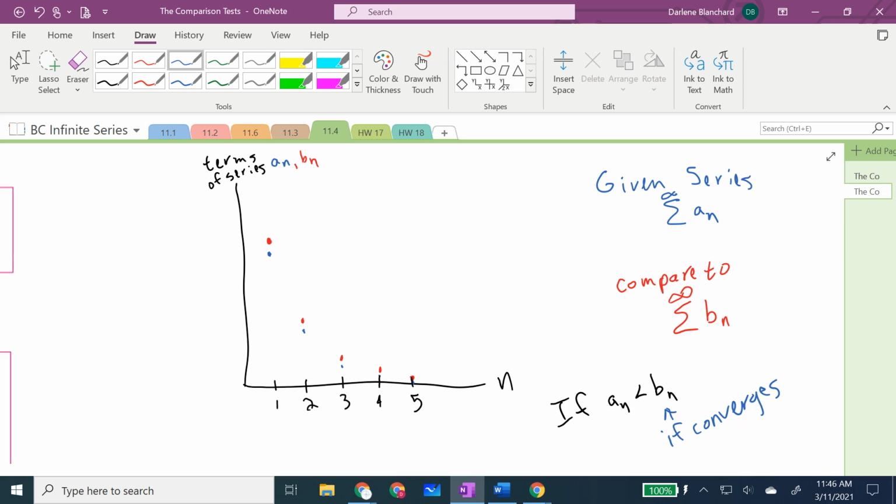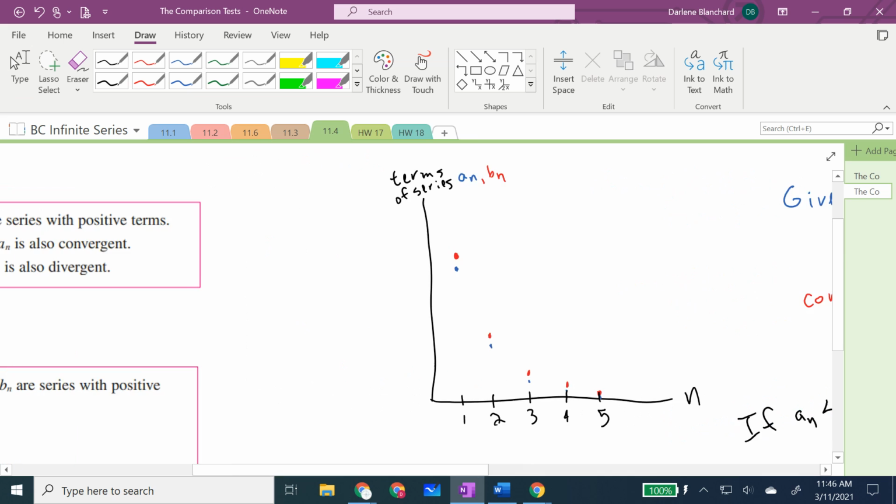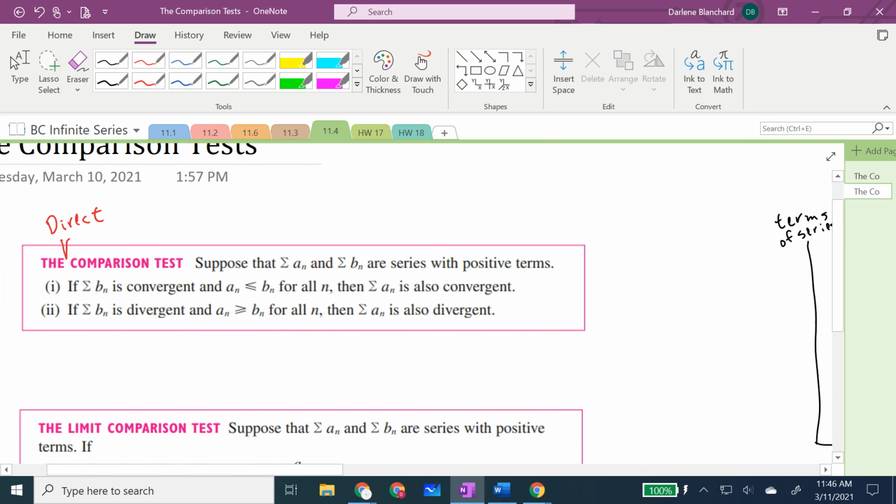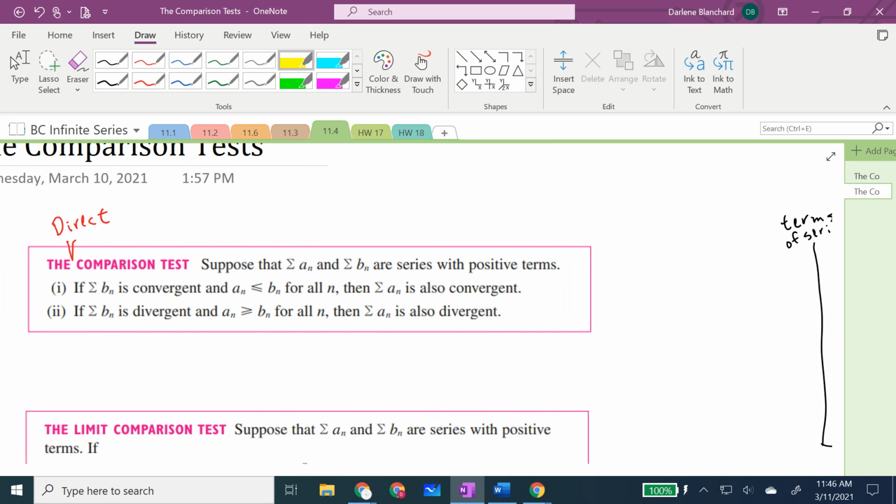Boom. That's enough. If my terms are smaller than the terms in a series who, when added together, give me a finite answer, do my terms have to add to make a finite answer? Yes. And so that's the idea of the direct comparison test. But the inequality has to go the way you want it to go. And that's the fallacy of this. Or not the fallacy, but the Achilles heel.